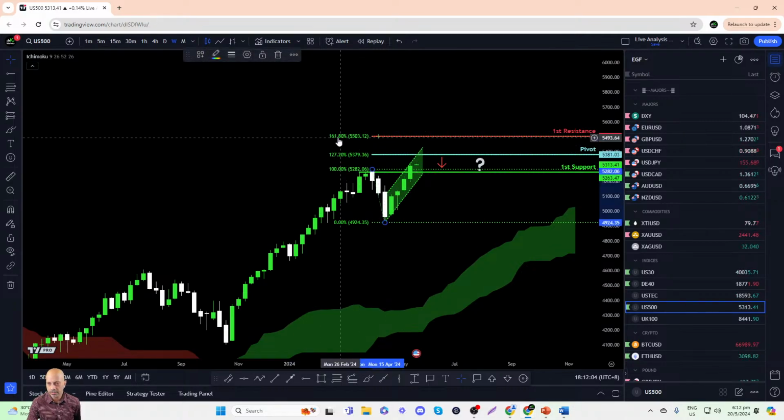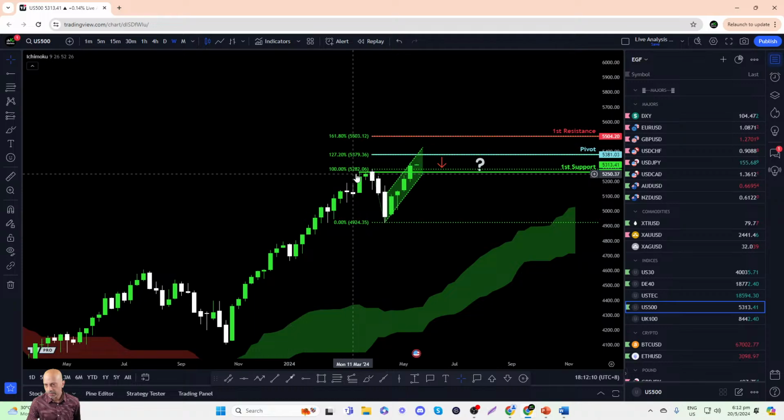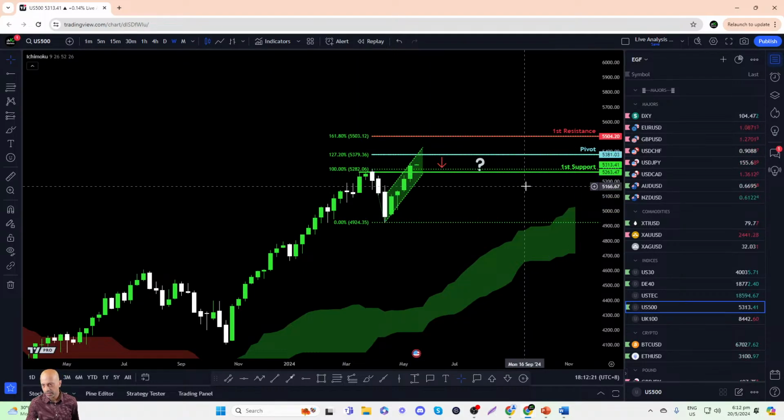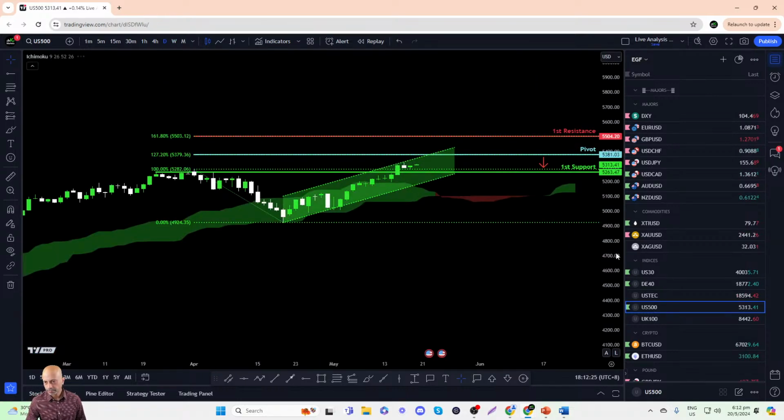Similarly, the next resistance level is identified by the extension at 161%, which is at 5,500. And remember, this was a very strong pullback resistance back in the third week of March, final week of March. What was previously a strong pullback resistance could now potentially function as support, and that's how the first support has been identified. Okay, let's move on down to the daily time frame.